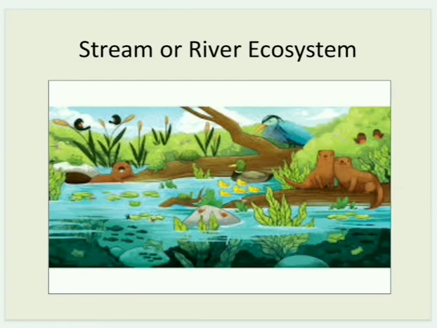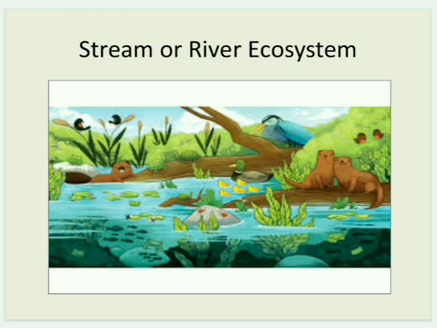The next one is stream or river ecosystem. Stream or river ecosystem is a freshwater ecosystem. Here the stream or river is moving water. It's not stagnant, it is moving. The characteristics of stream ecosystem: it is a dynamic freshwater system, and streams may be dry during summer. It deposits a large amount of nutrients. Then it has high self-purification capacity. DO content is more due to the mixing of water and oxygen.